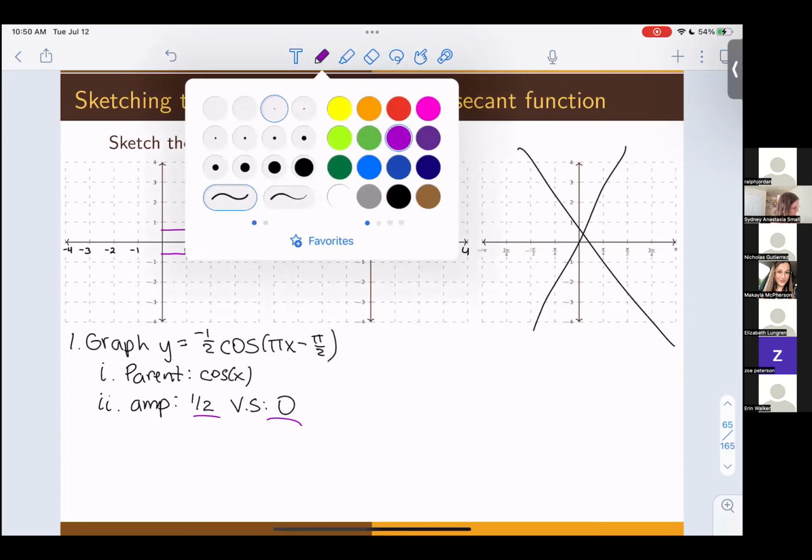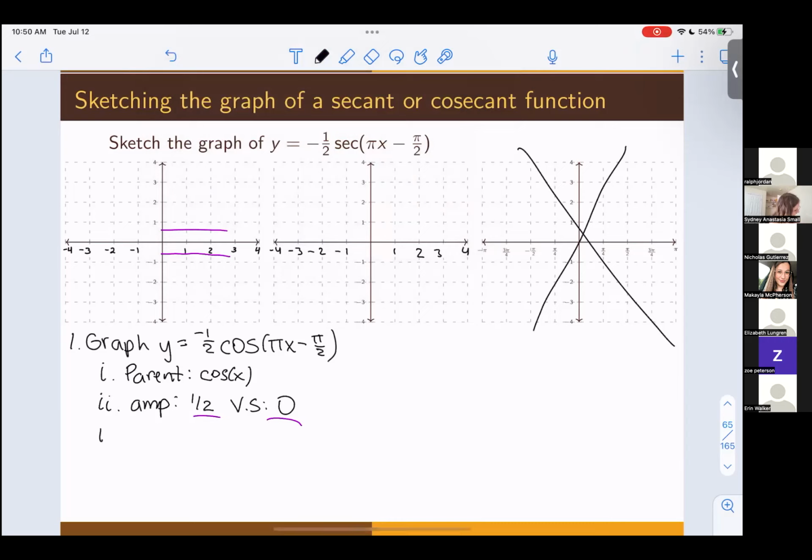Okay. Now step 3, that's where we solve that inequality. The principal interval for cosine is 0 to 2 pi. So we want to solve the inequality 0 is less than or equal to pi x minus pi over 2 is less than or equal to 2 pi. Add pi over 2 to both sides. We get that pi over 2 is less than or equal to pi x is less than or equal to 5 pi over 2.